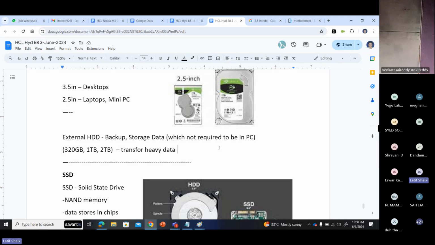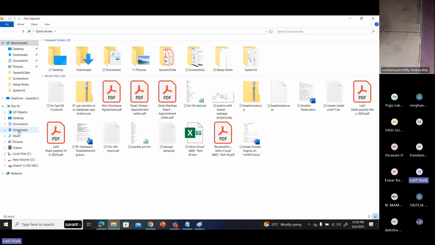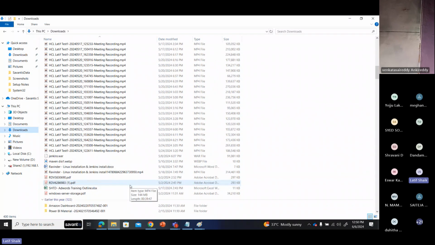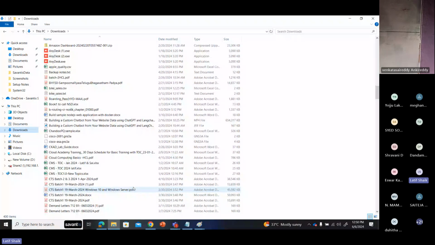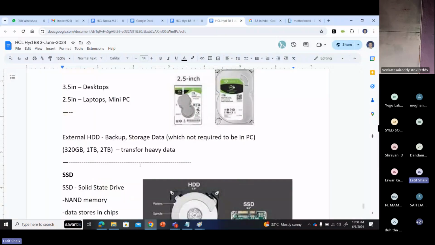Last time I had a lot of data in my PC, my downloaded applications and operating system data. So I kept it in my external hard disk, and then my hard disk became free. For example, if I have certain data in my downloads, and I don't require it here, either I delete it or, if it is important, I will store it externally. If it is not important, I will delete it.